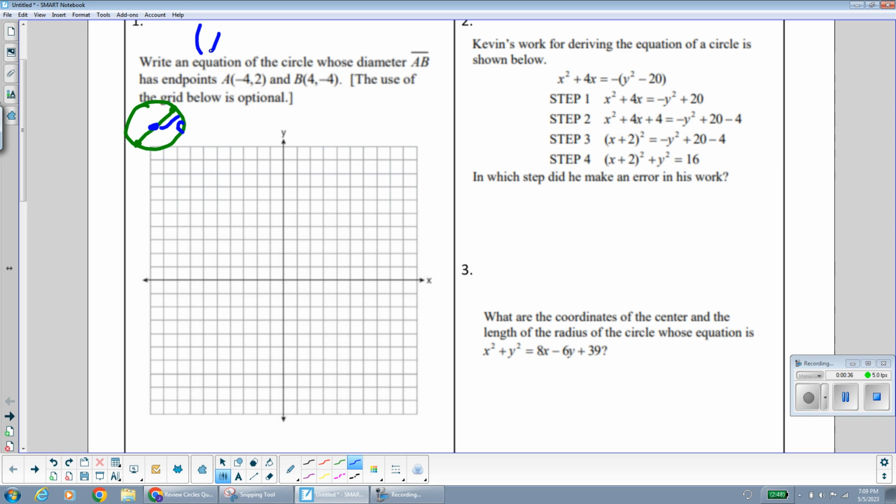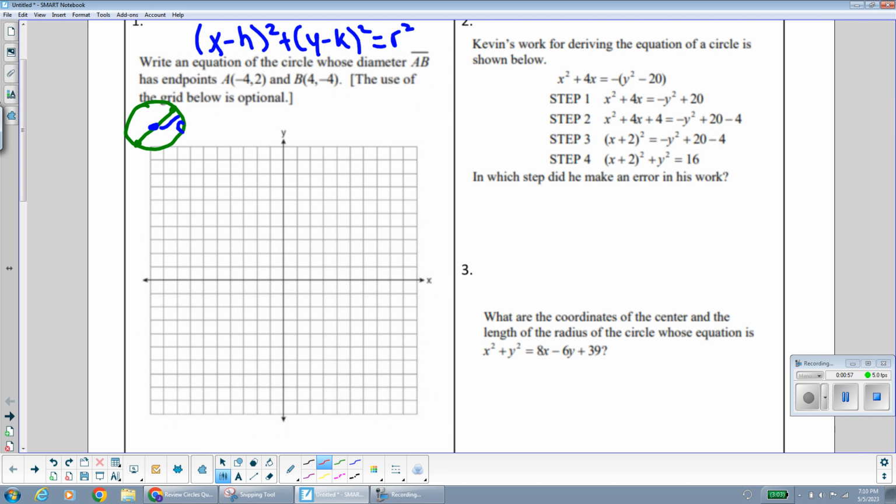The equation of a circle is (x minus h) squared plus (y minus k) squared is equal to r squared. So the h and k are the coordinates of the center. So we need to find the center to find those. And the radius is r. So we need to find the radius as well.